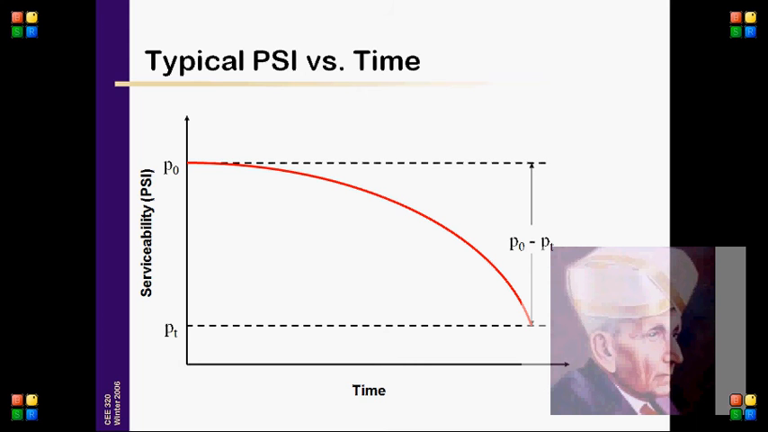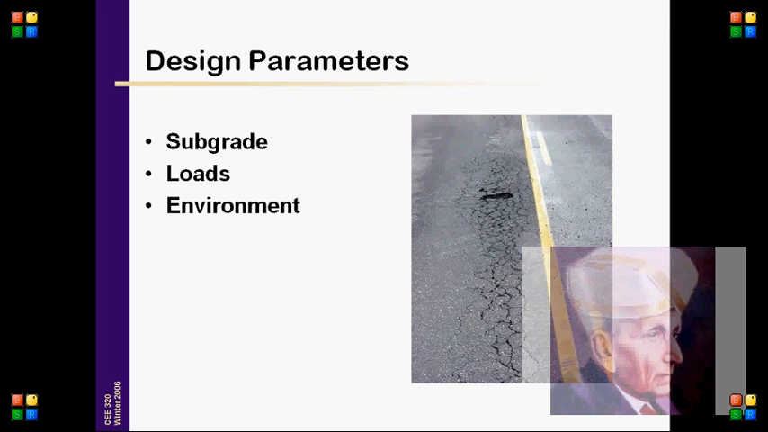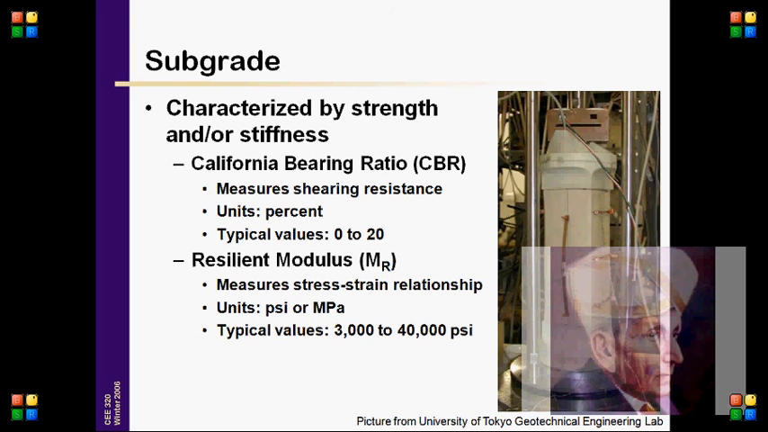Typical PSI versus time. Axes: time, serviceability, PSI, P0, PT. Design parameters: subgrade, loads, environment. Subgrade is characterized by strength and/or stiffness.